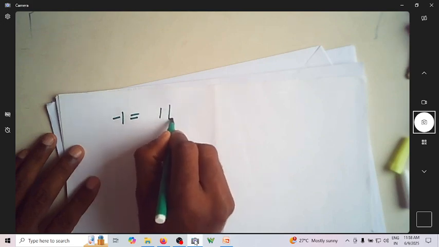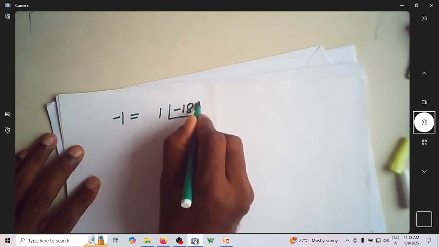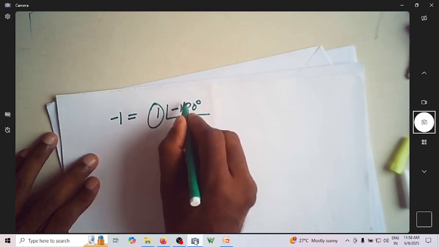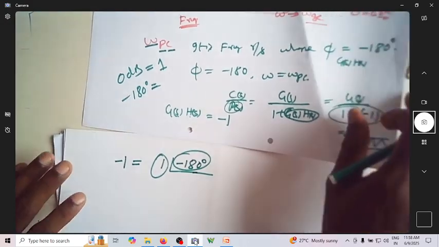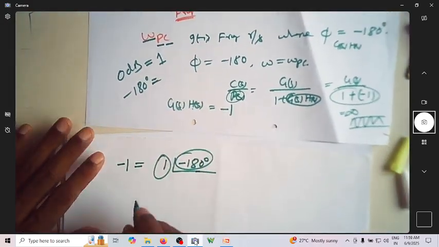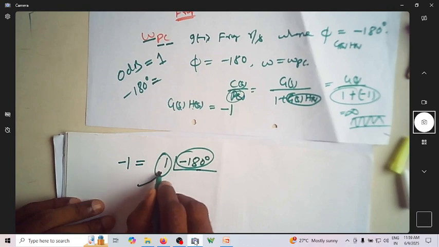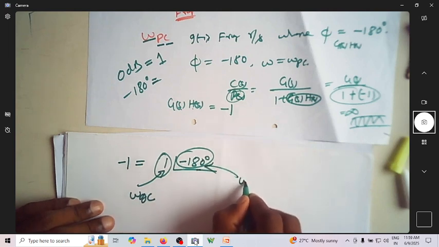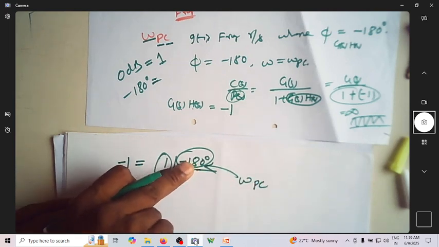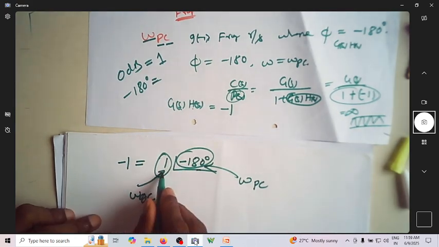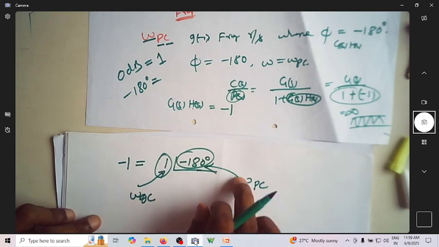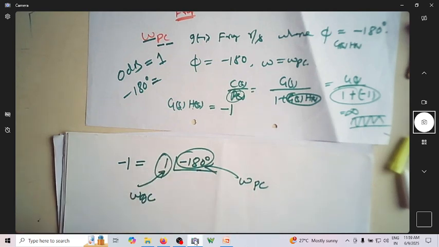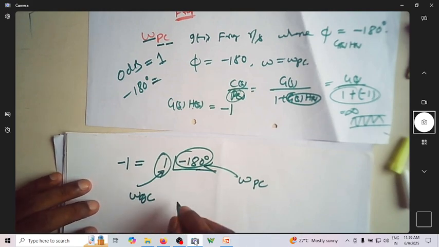Minus 1 can be written as 1 at an angle of minus 180 degrees. So you are looking at the frequency at which the magnitude becomes 1, and the frequency at which the phase becomes minus 180 degrees. The first corresponds to omega GC, the second to omega PC. These two are very important while deciding the stability of the system.